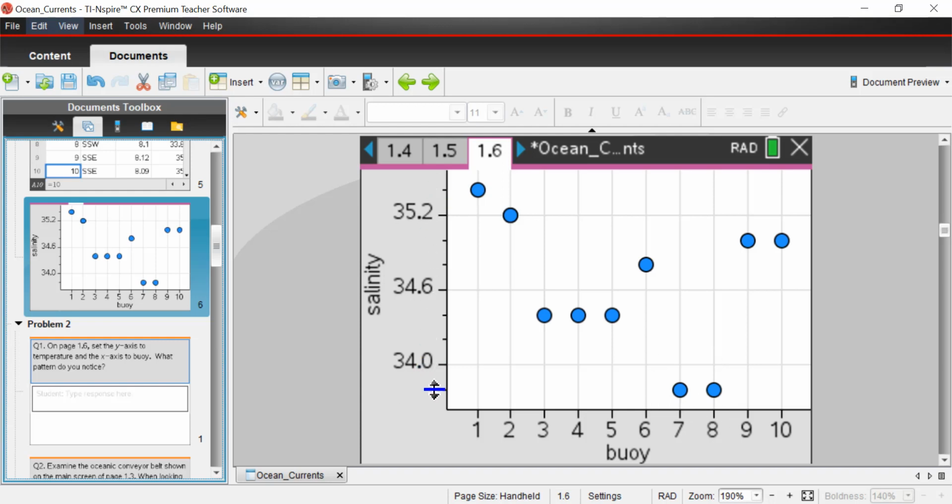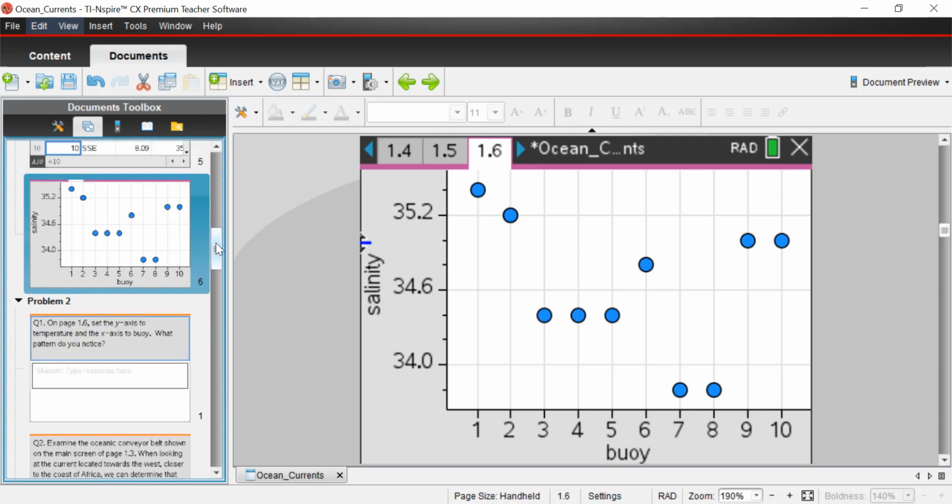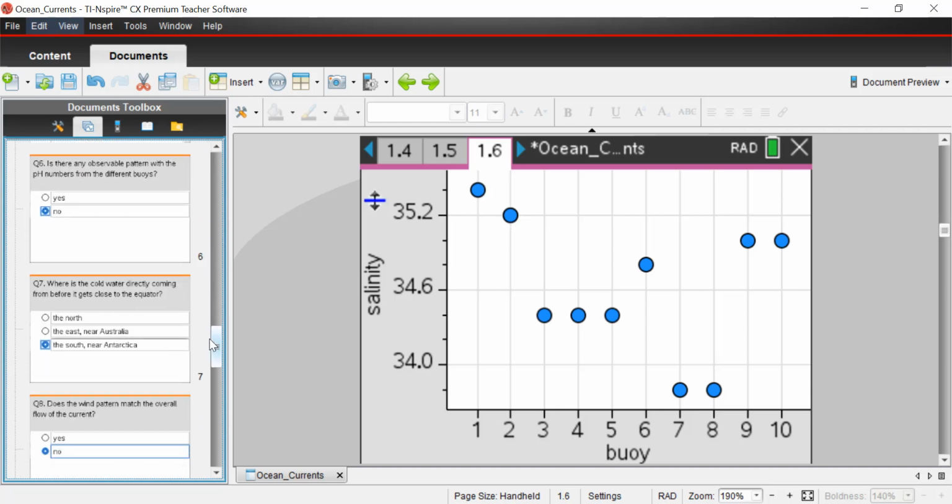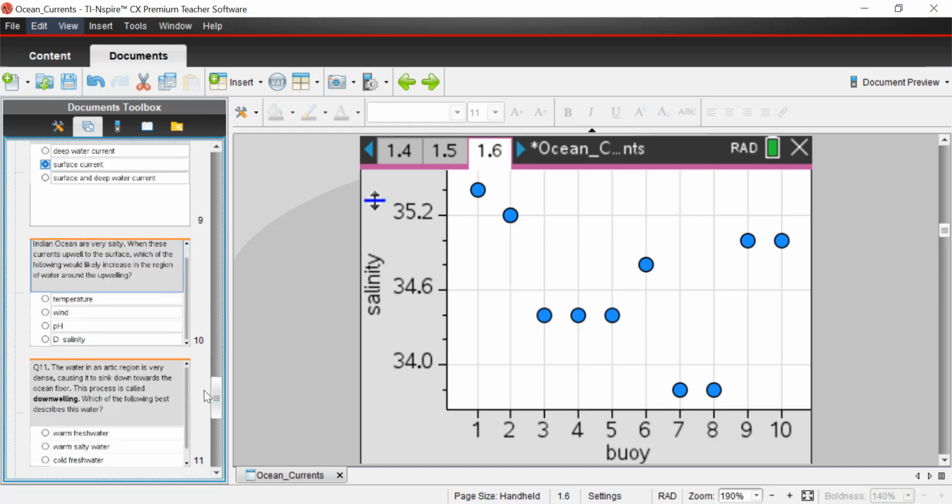The range here isn't huge, 33 to 35.4, and these are parts per thousand. So that means that out of 1,000 things in that concentration of water, 35.4 are salt molecules. So that's kind of what that means.